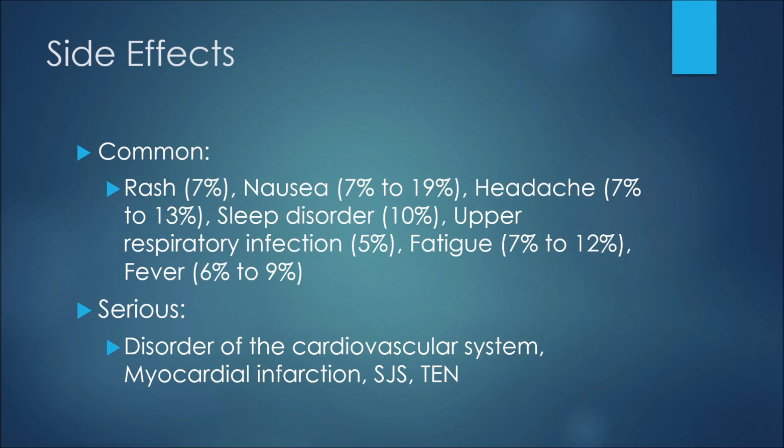Now, some more rare but serious side effects would be a disorder of the cardiovascular system, a myocardial infarction or a heart attack, Stevens-Johnson syndrome, or toxic epidermal necrolysis. Alright everybody, that's all we're going to talk about today with Abacavir or Ziagen.